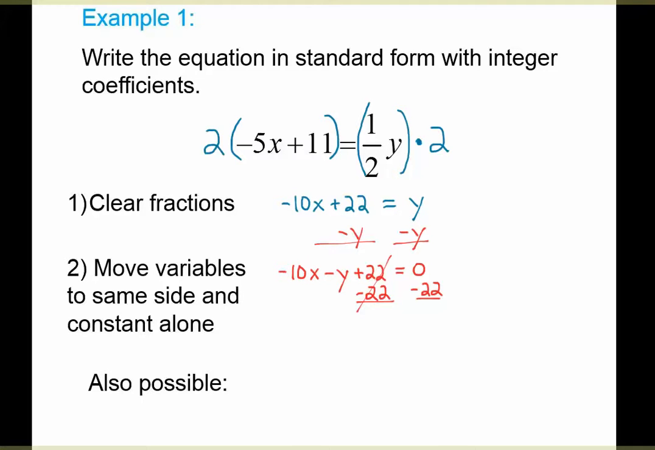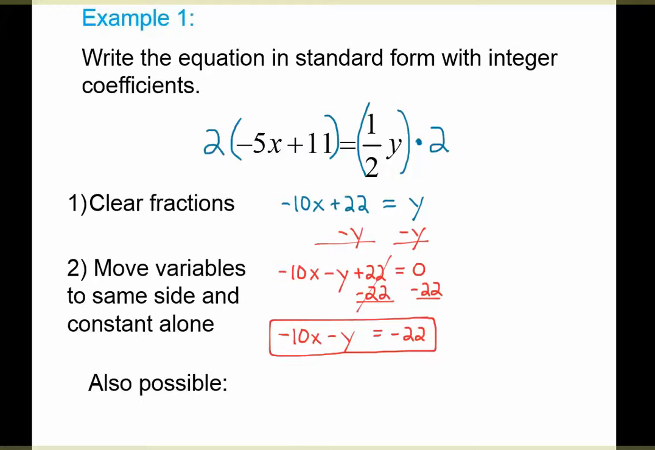Notice when I do that, that will cancel out, and I'll end up with negative 10x minus y equals negative 22. That would be the equation in standard form. Okay. Now, there is another possibility. You'll notice that I began by subtracting y from both sides.